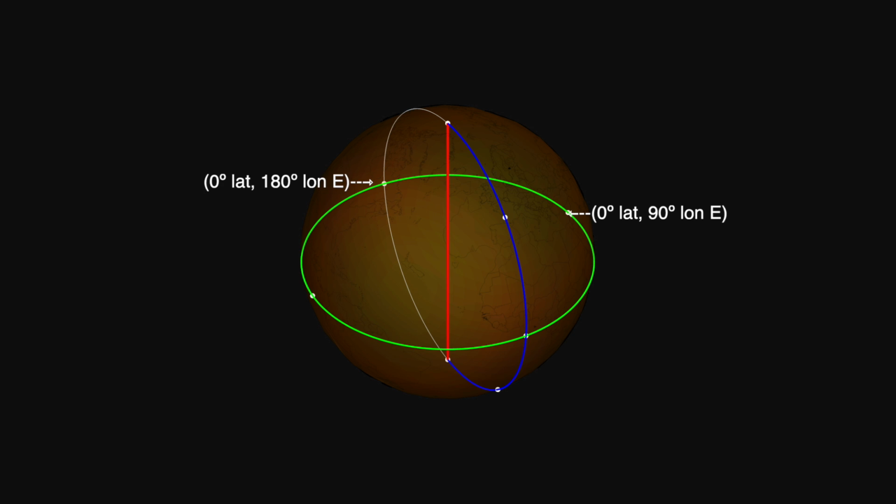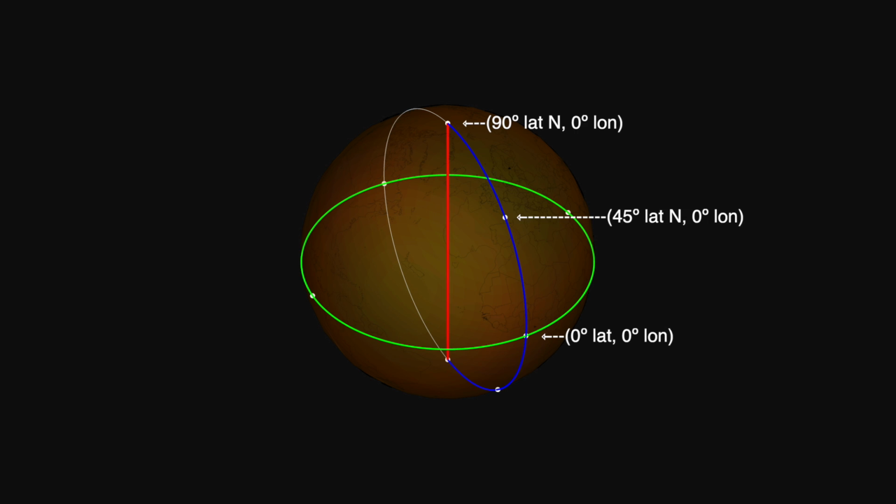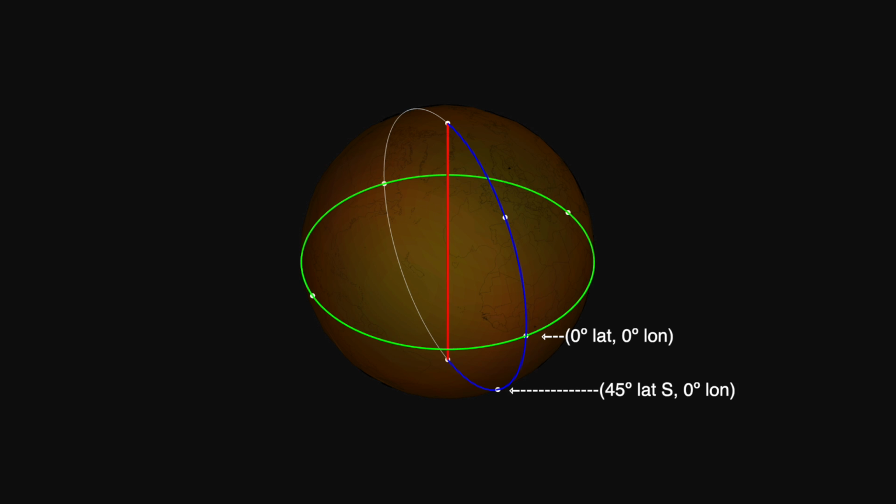Note that 180 degrees of longitude east is the same as 180 degrees of longitude west. In the case of latitude, we start at the equator and reach 90 degrees of latitude north at the North Pole. For the southern hemisphere, we go from 0 at the equator to 90 degrees of latitude south at the South Pole.